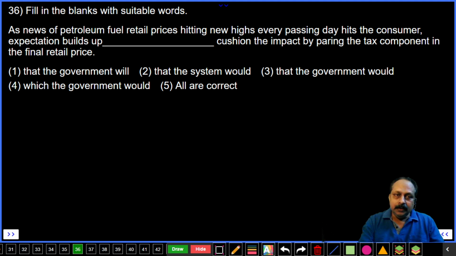Expectation builds up that the government will, that the system would, that the government would, not the system, which is not correct. You have to decide between the first option and the third option. As news of petroleum fuel retail prices hitting new highs every passing day hits the consumer, expectation builds up that the government will cushion. Expectation, then we don't say will, it is would, that the government would cushion the impact. So answer is the third option.